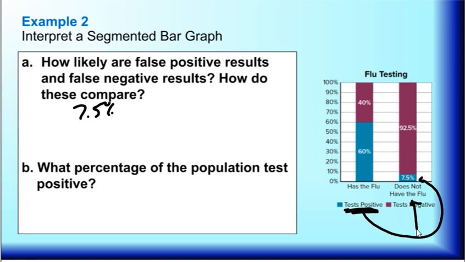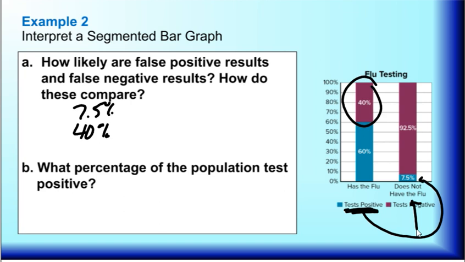For a false negative, you're going to have to look at those who have the flu. So they have the flu, but they had a false negative, which means they tested negative on it. So that would be this color. That would be 40%. 40% are false negatives. So how do these compare? There's a much higher likelihood to receive a false negative than receiving a false positive.